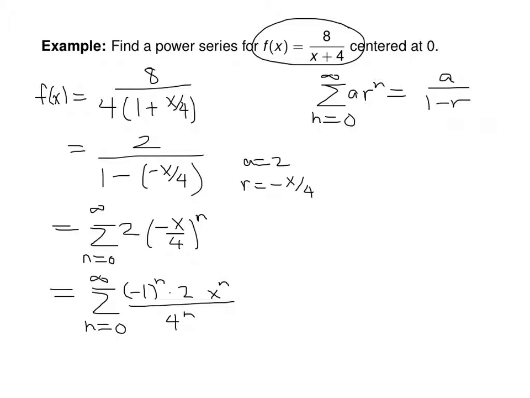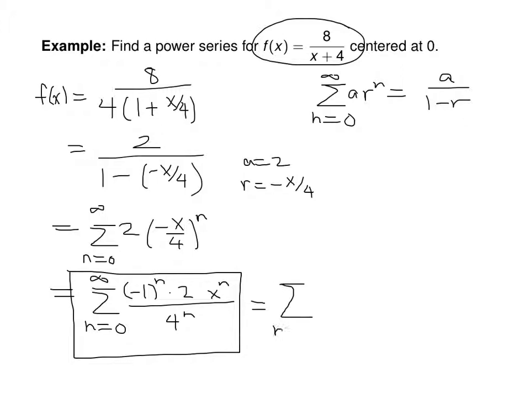Now, this is a little bit tricky, but you can actually simplify this a little bit further. This is a good enough answer in general, but just in case something like WebAssign requires you to make it a little bit different and combine anything that can be combined, notice that 4 to the n is the same thing as 2 squared to the n, which is 2 to the 2n.